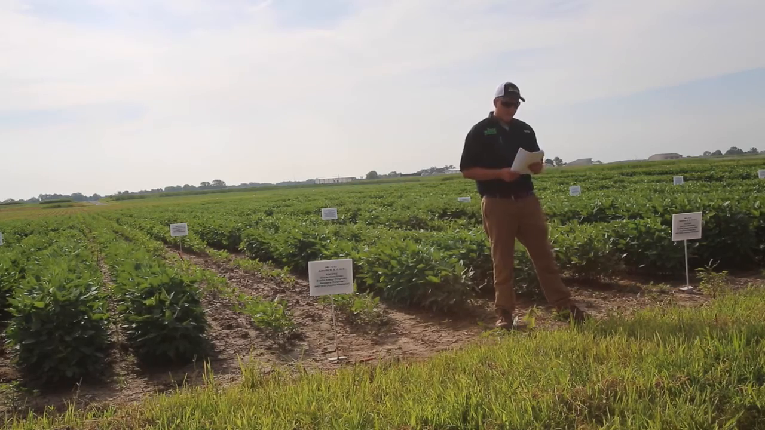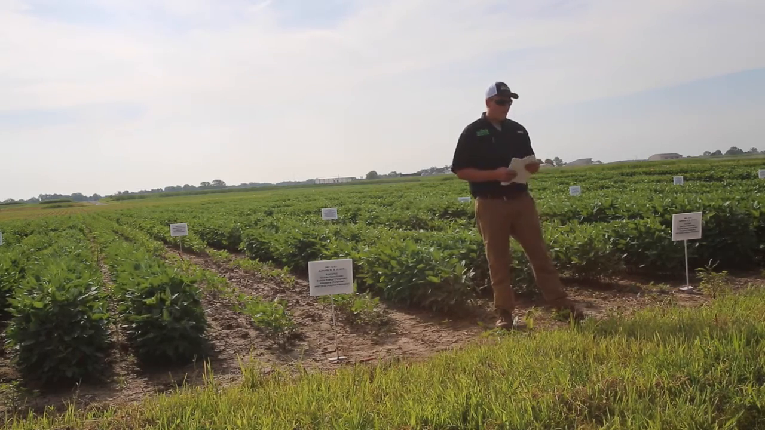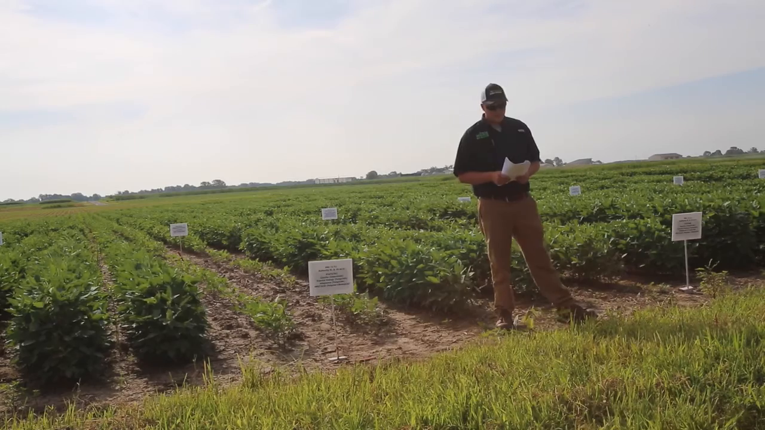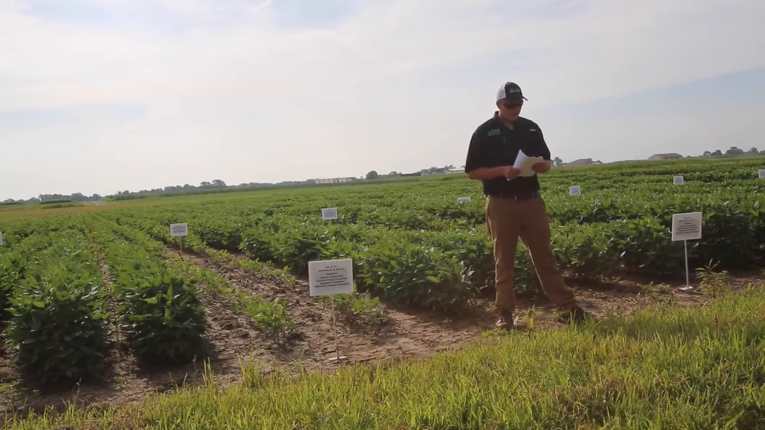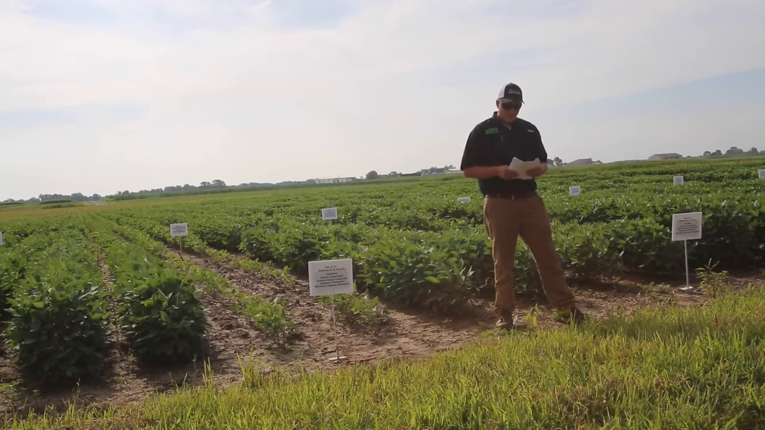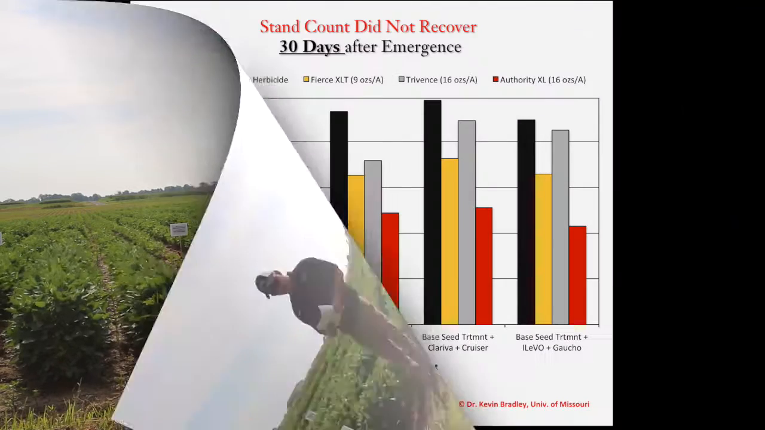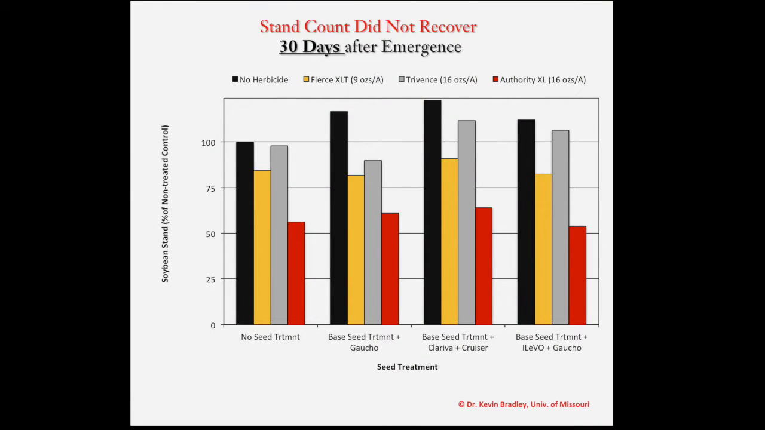So if you turn to page 8, these graphs are on stand counts and stand loss. It follows the same kind of trend as the other graphs have. There's a stand reduction on all the treatments, but Authority XL seems to have the largest amount of stand reduction. And as with the height graph, 30 days after emergence there doesn't seem to be a lot of recovery with the stand loss.